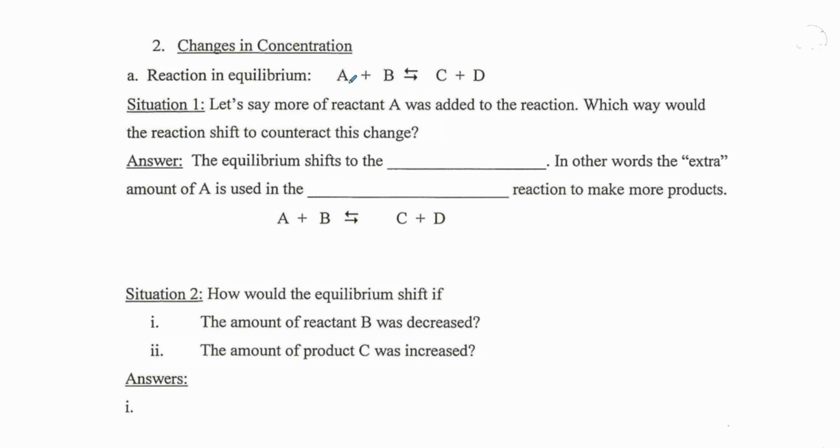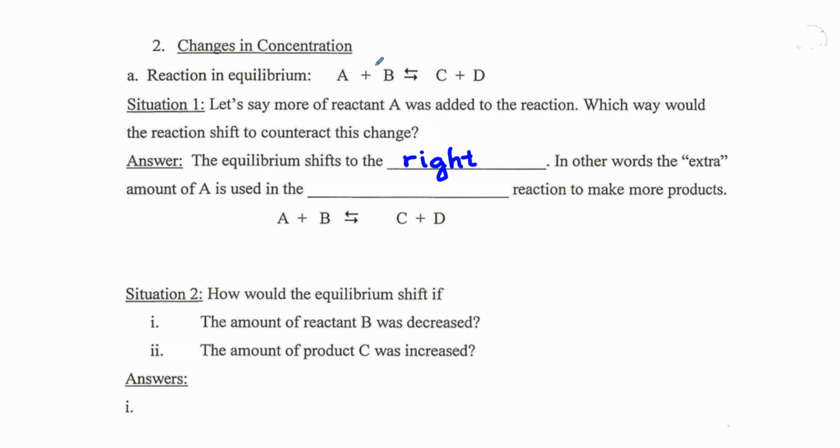Okay, so we're just going to look at a standard reversible reaction, and we're just using letters to represent our reactants and products. Situation number one says, let's say more of reactant A was added to the reaction. So we all of a sudden have more of this particular reactant. Which way would the reaction shift to counteract this change? Le Chatelier's principle is saying that whatever change occurs, you're trying to counteract that change and bring the situation back to equilibrium. So the answer is that the equilibrium shifts to the right.